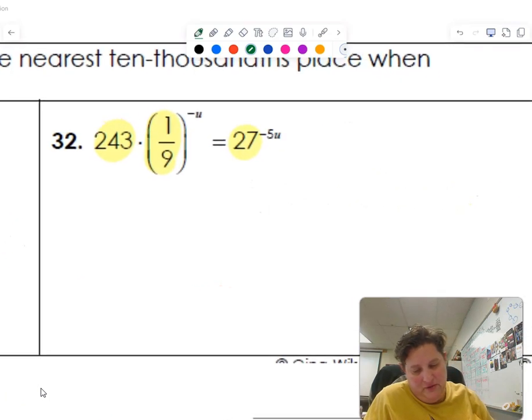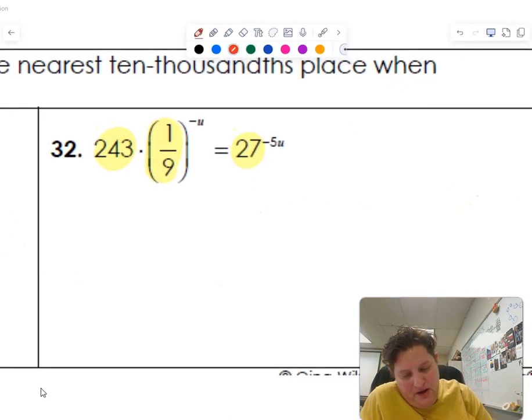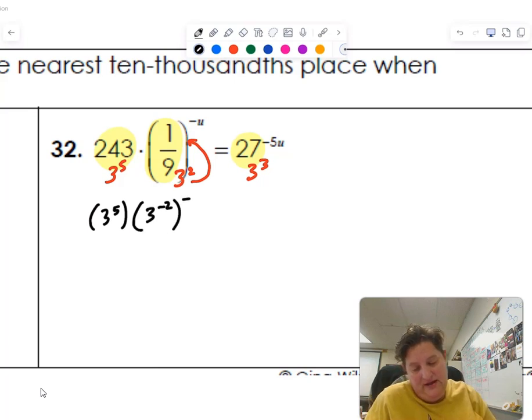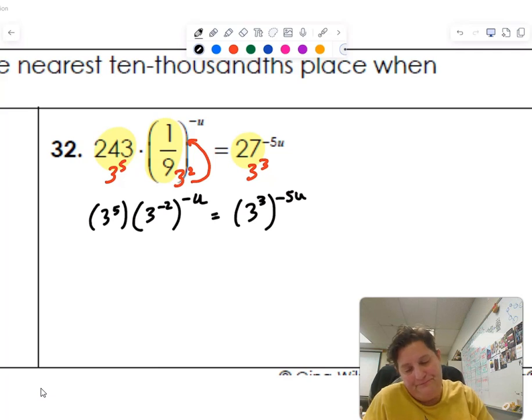All right, let's look at the next one. This is 3. We said that was what? 3 to the 5th, 3 squared, which I'm going to have to move up, and 3 to the 3rd. So I'll write this as 3 to the 5th, 3 to the negative 2 to the negative u, and then 3 to the 3rd to the negative 5u. Okay?